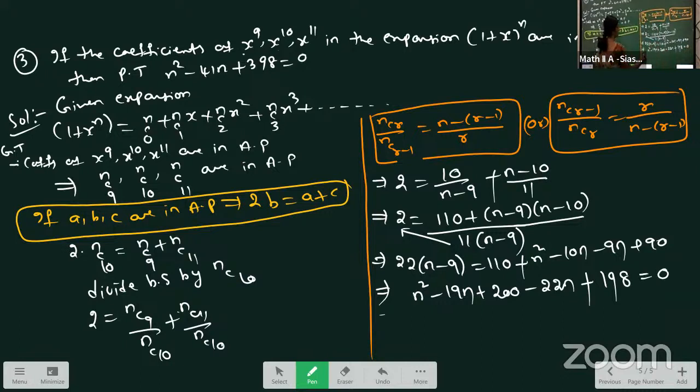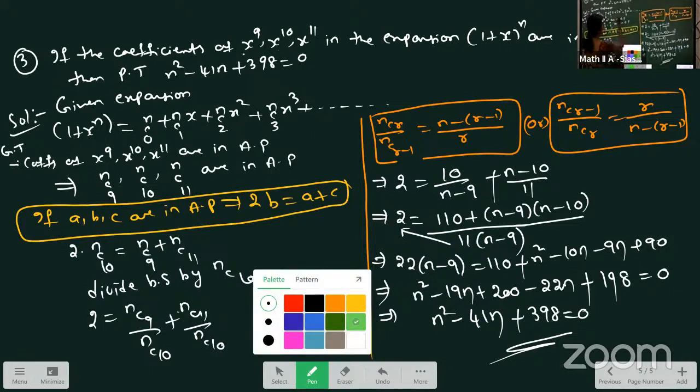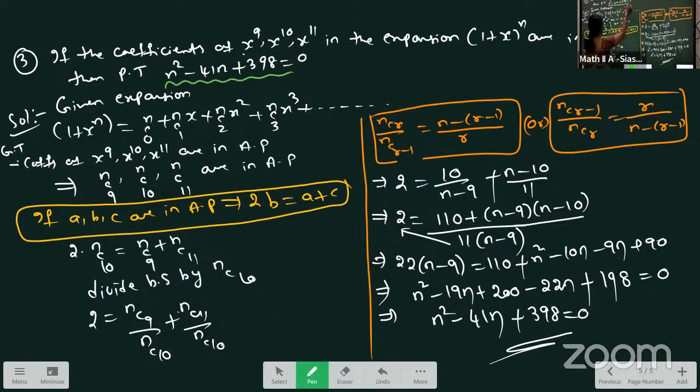Now simplify. There is only one N square term. There are two N terms: minus 19N minus 22N is minus 41N, plus 200 plus 198 is 398, equal to 0. This is only what he asked us to prove, the same one which is there. N square minus 41N plus 398 is equal to 0.